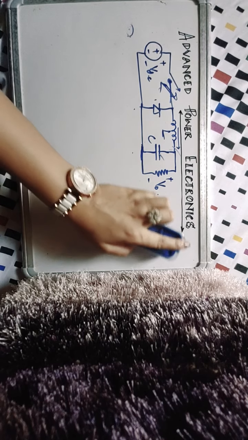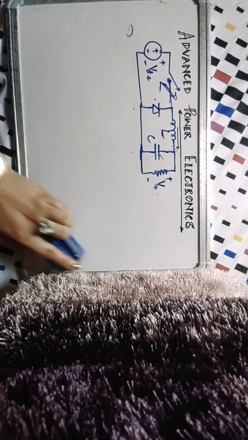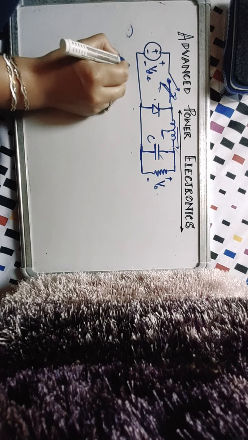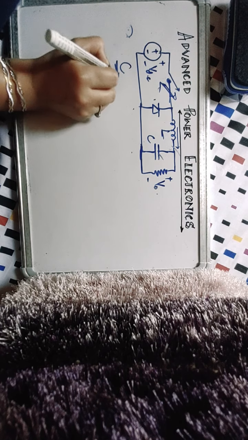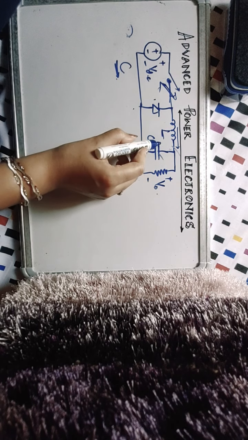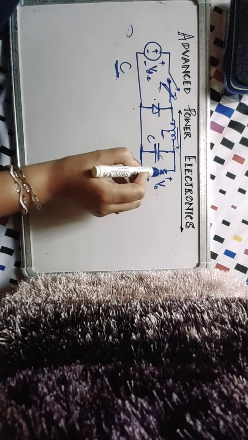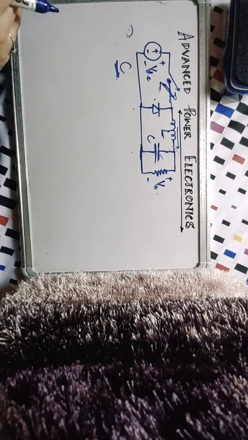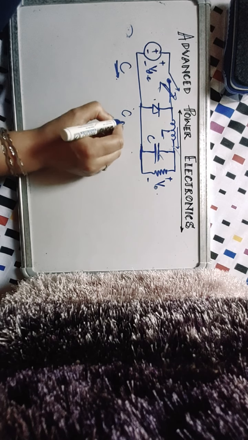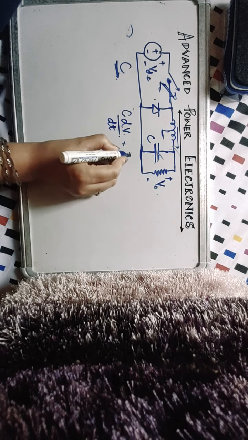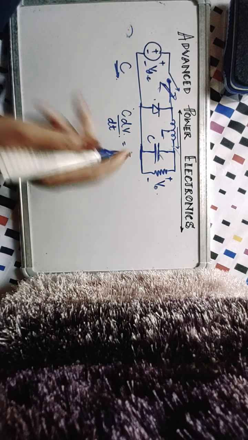Actually we should have drawn the waveforms before designing these, but no problem, now that we've started like this. The design of C will be based on the ripple in the capacitor voltage or in the output voltage, because they are connected in parallel. Now you know that C dV by dt is equal to IC, the capacitor current.